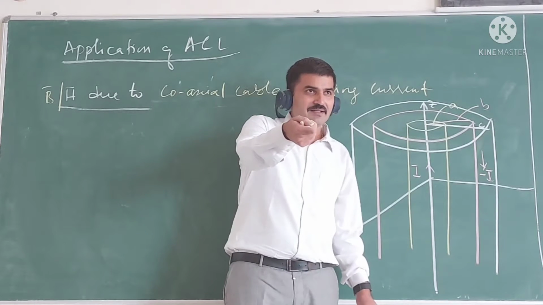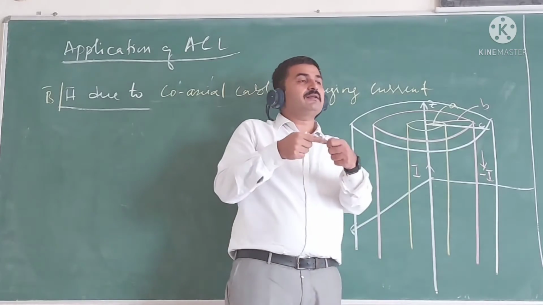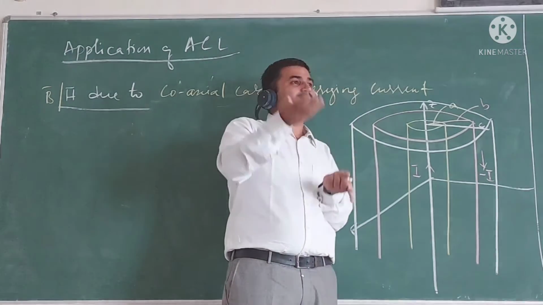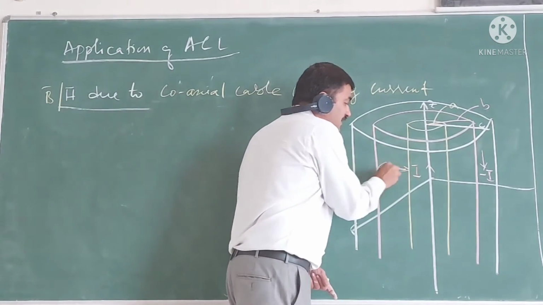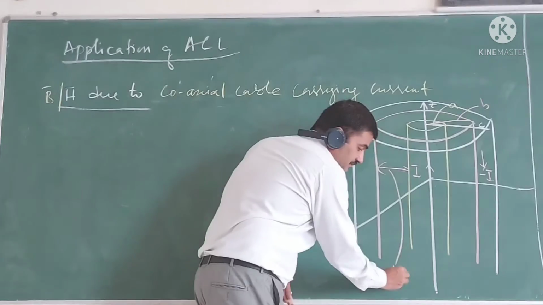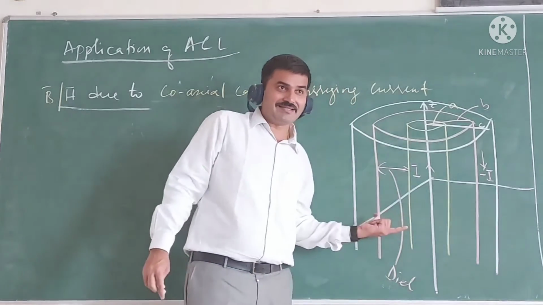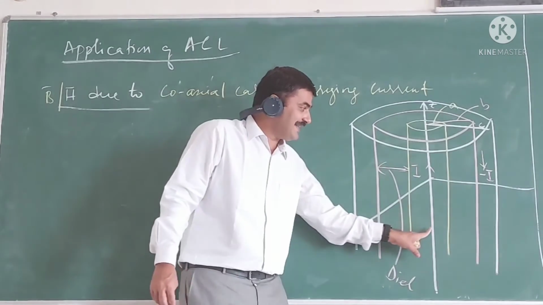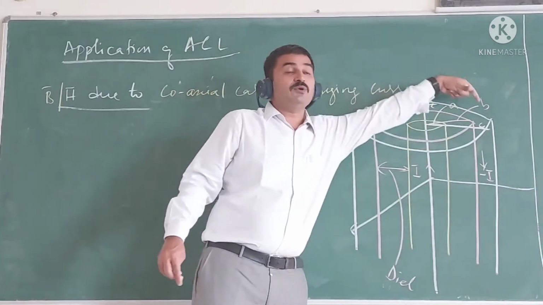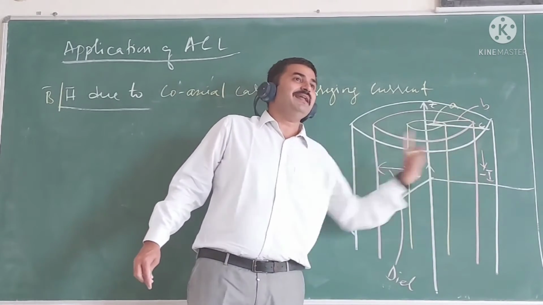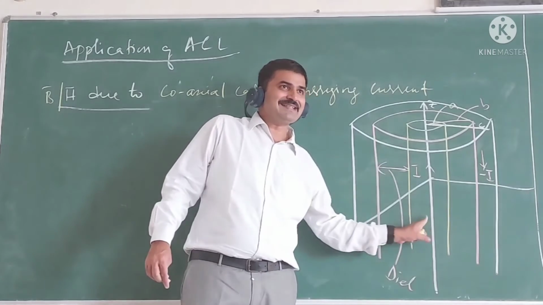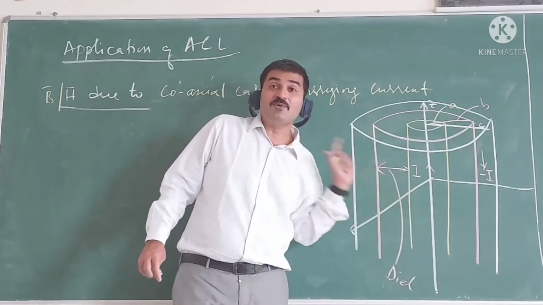Those who use TV for DTH, there is one inner copper conductor and the outer side is an aluminum conductor. In between, there is a dielectric material, mica or something. The inner carries the current and the outer conductor carries the current in the opposite direction. One is positive, the other is negative. If this is I, this will be minus I. This is about the coaxial cable.